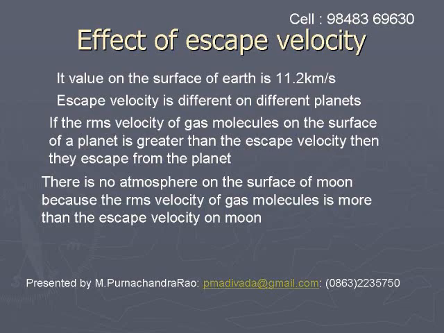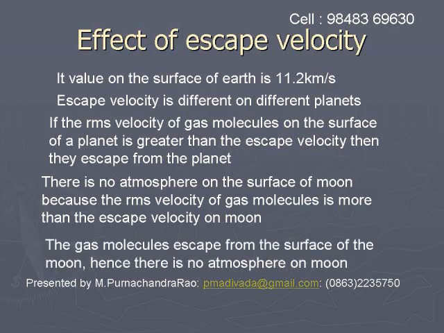They escape into the outer space from the planet. There is no atmosphere on the surface of the moon because the RMS velocity of gas molecules is more than the escape velocity on the moon. Hence, the gas molecules escape from the surface of the moon. Hence, there is no atmosphere on the surface of the moon.